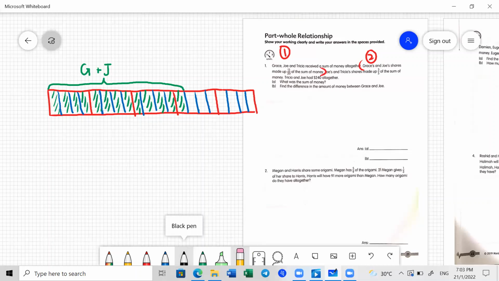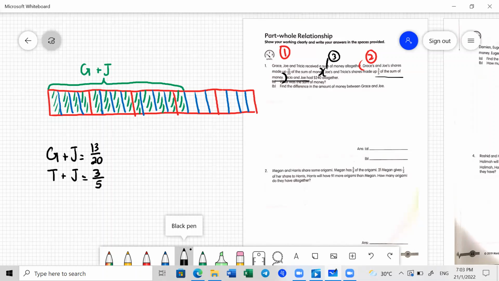Over here, in sentence number 3, can you read for me? Joe's and Trisha's shares made up 3/5 of the sum of money. Now, how can it be? It doesn't make sense at all, right? You see, we put G plus J first. I want you to write it down: equals 13/20. And then after that, you put T plus J, because Trisha plus Joe equals 3/5.